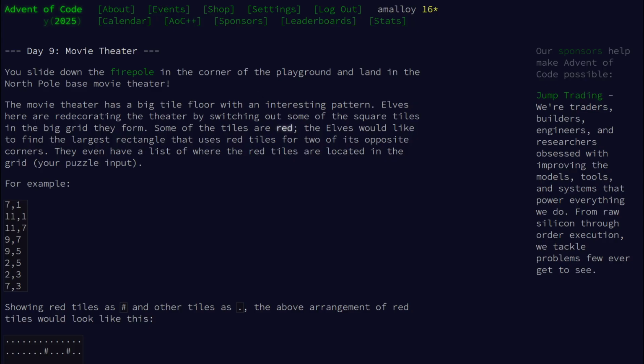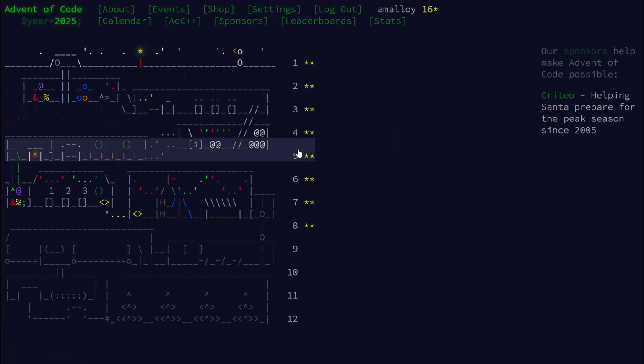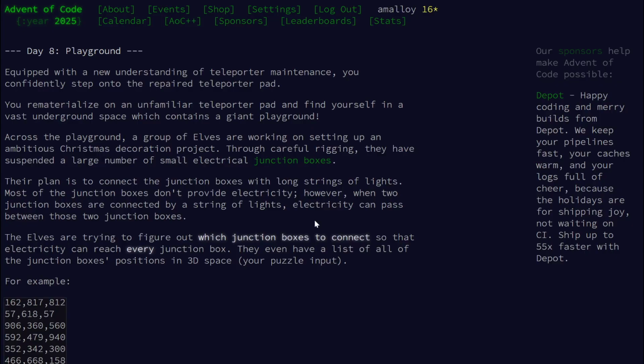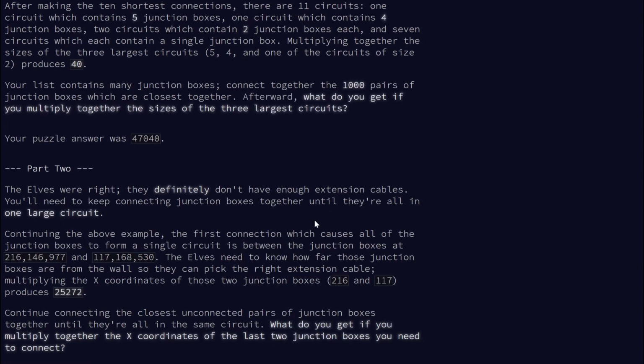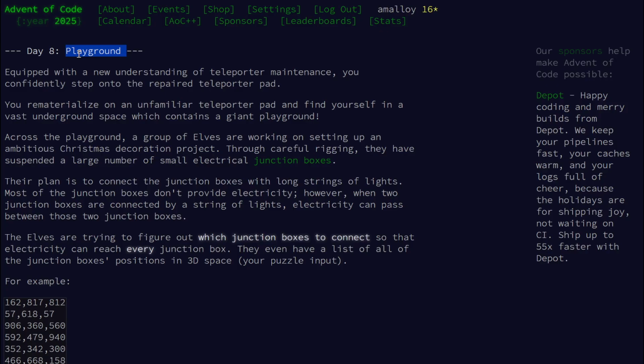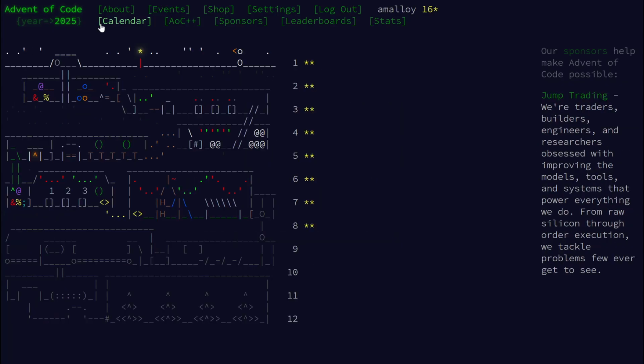Movie theater. You slide down the fire pole in the center of the playground and land at the North Pole Base movie theater. What was in the playground? I did the Union Find thing. Wait, wasn't that just connecting junction boxes? Am I crazy? That's part of a playground? It does say playground. Alright, there was a playground there, but we were focused on the lighting, I guess.